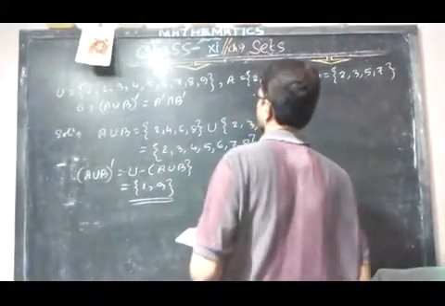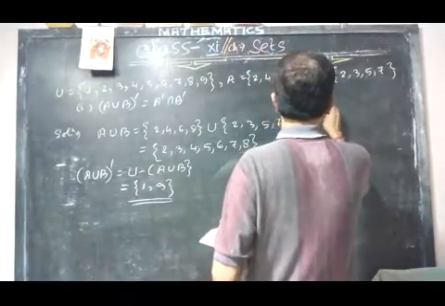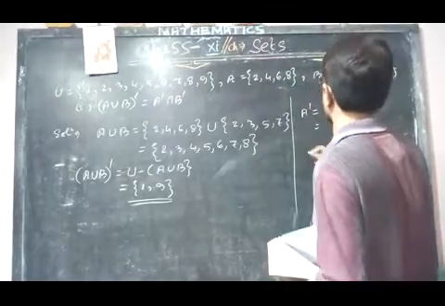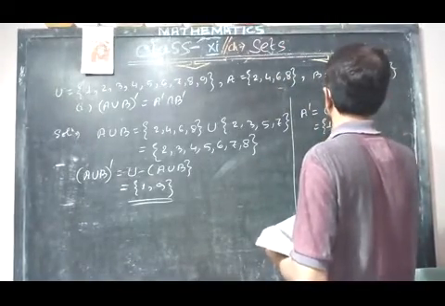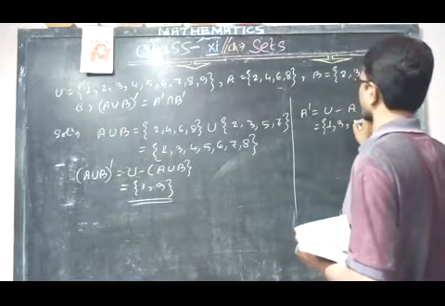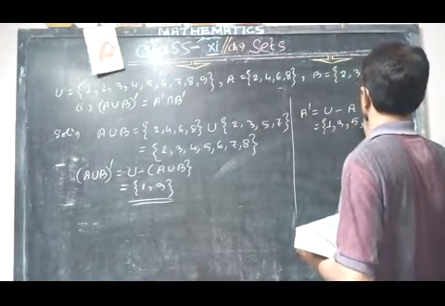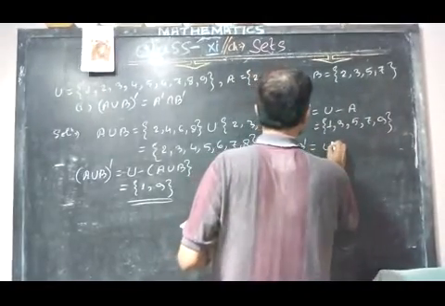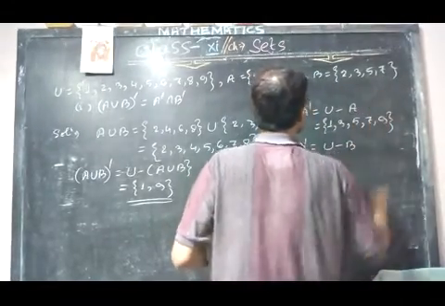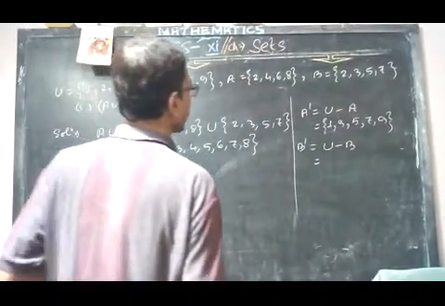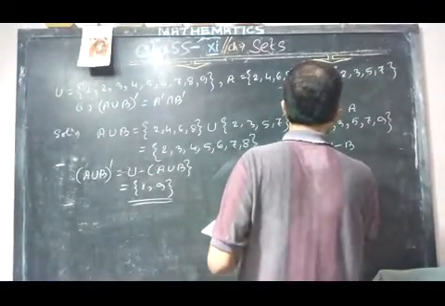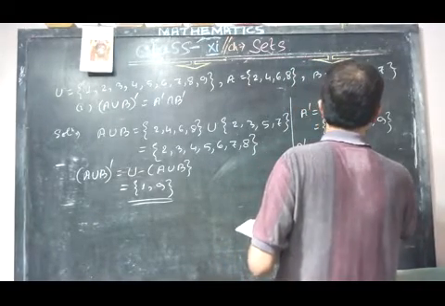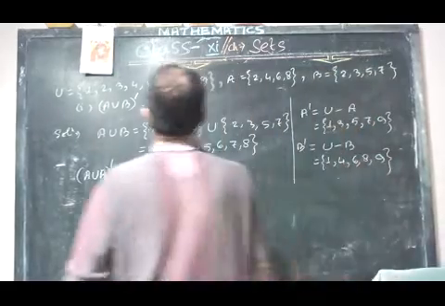Now A complement equals U minus A. U set from 1 to 9 and A set 2, 4, 6, 8. So A complement equals 1, 3, 5, 7, 9. And B complement equals U minus B. B set is 2, 3, 5, 7. So U minus B equals 1, 4, 6, 8, 9. That is B complement.